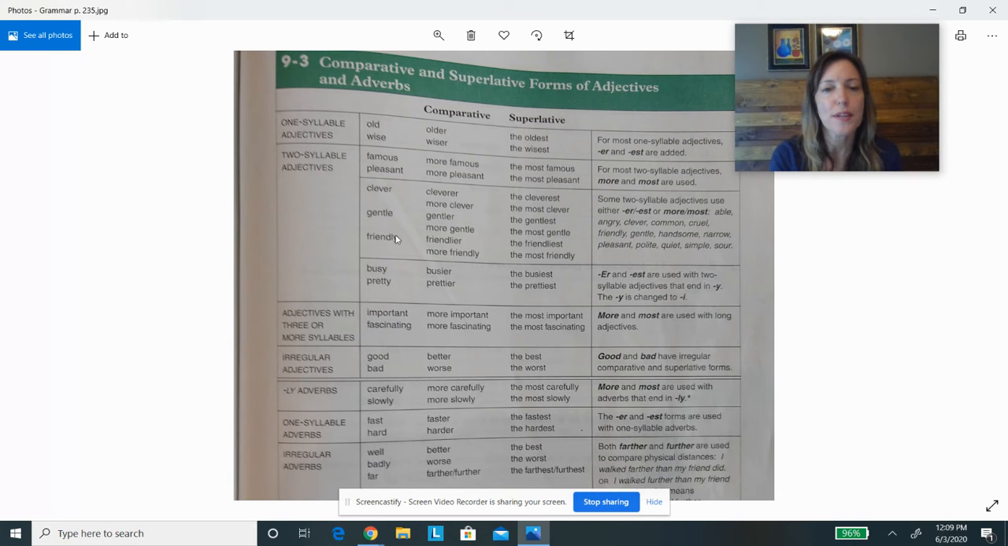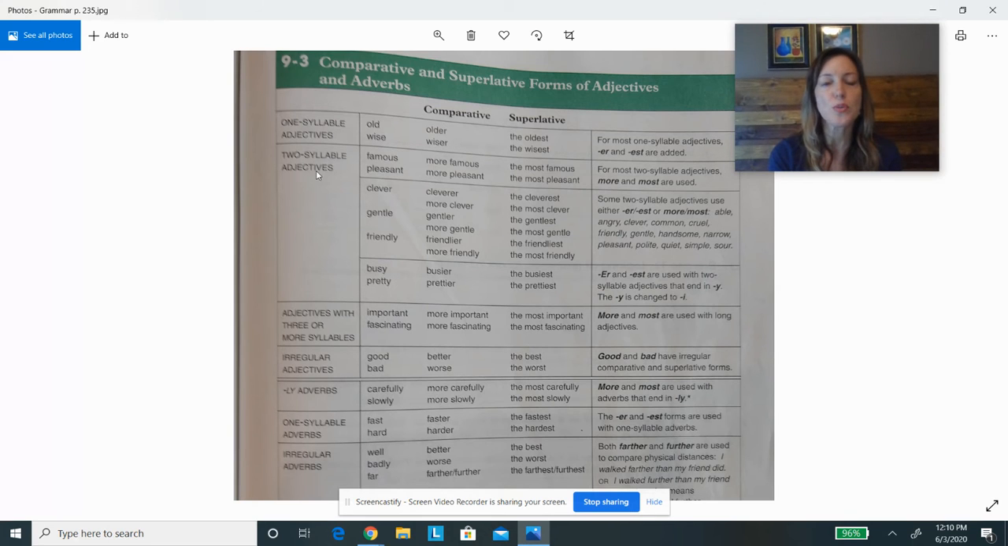So up here, we're just looking at adjectives, and then down below we get to adverbs. Okay. So if you have a one-syllable adjective, such as old or wise, you just add ER. Okay, my grandfather is older than my grandmother. Wise: my friend is wiser than my sister. Okay, so just add ER.